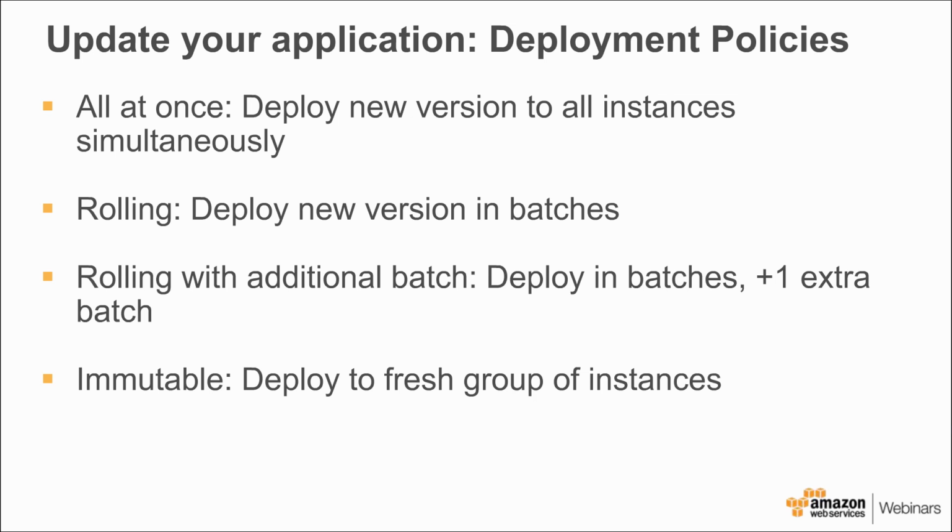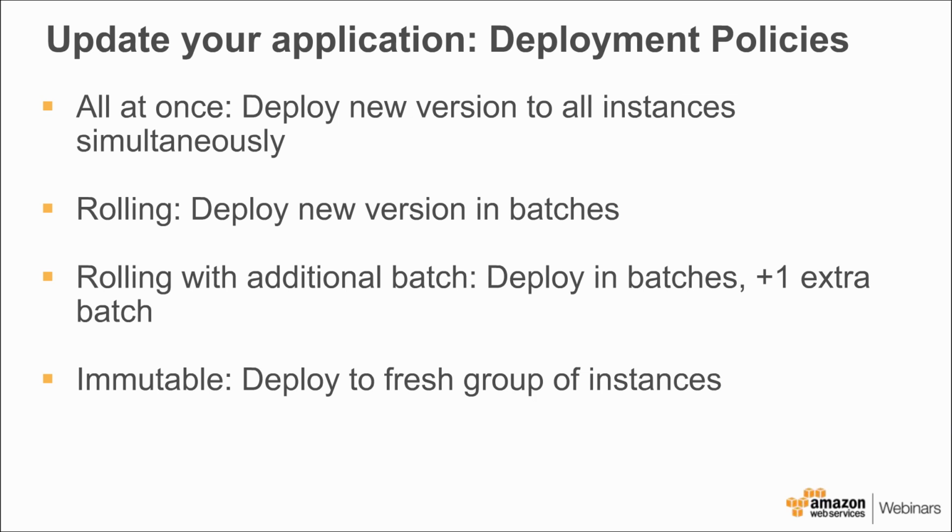If you cannot handle any sort of application downtime or service reduction, then we have a fairly new feature called rolling with additional batch. This means that we'll do just what rolling deployments were, so we'll deploy your new application to a small percentage of your fleet, but first we'll launch an extra batch. So if you say, I want to deploy my application to half of my fleet, first launch another set of instances to deploy that half of my application to.